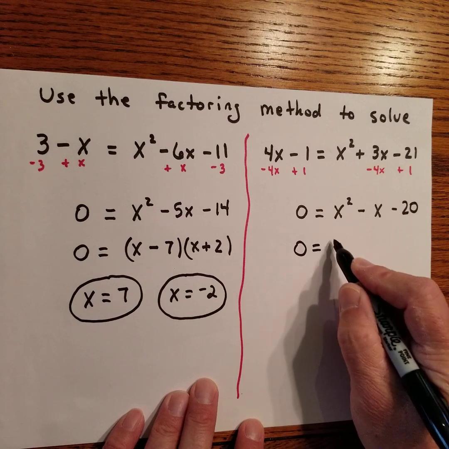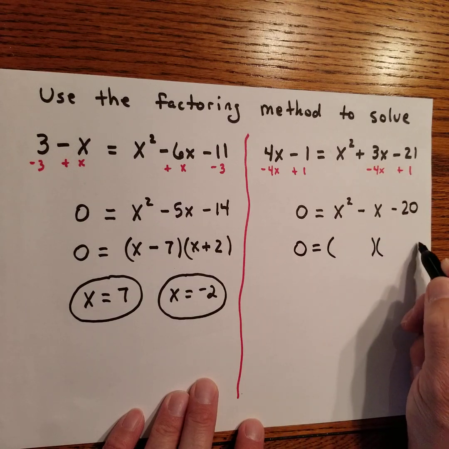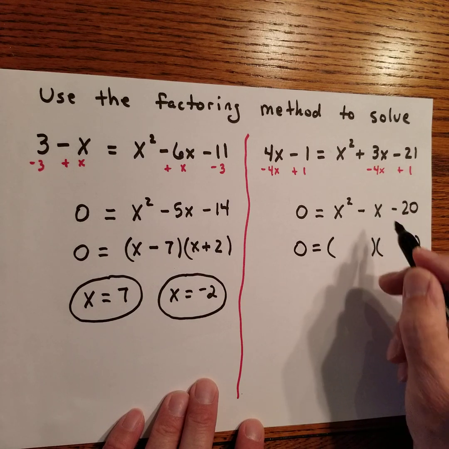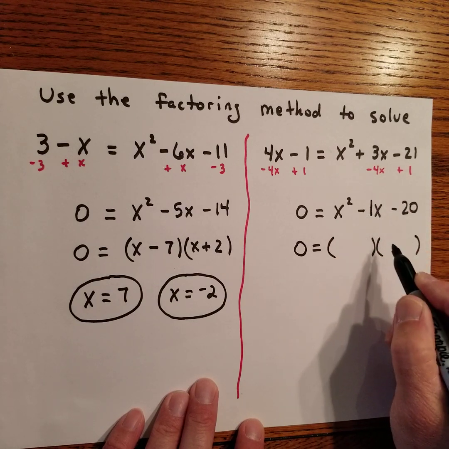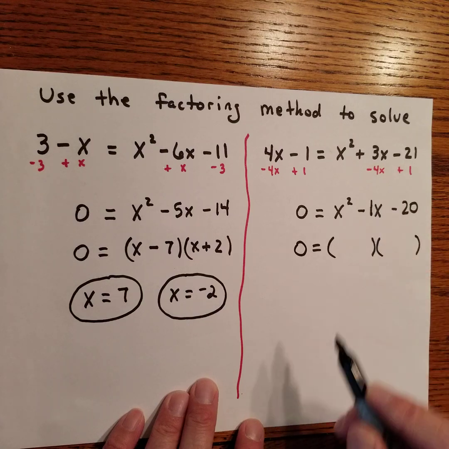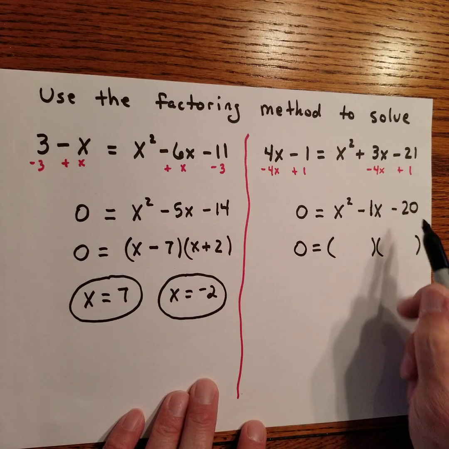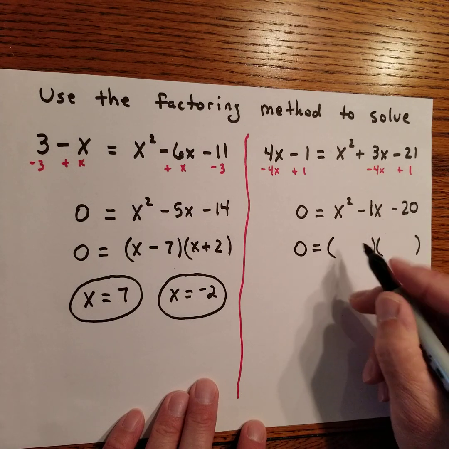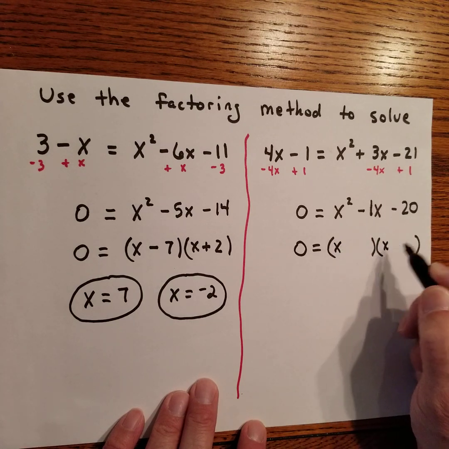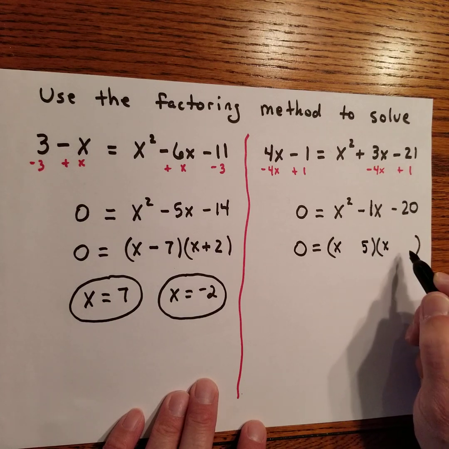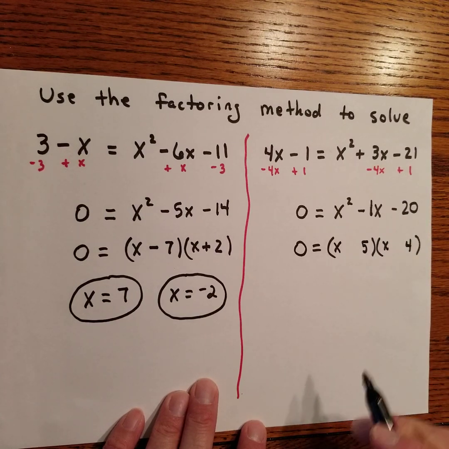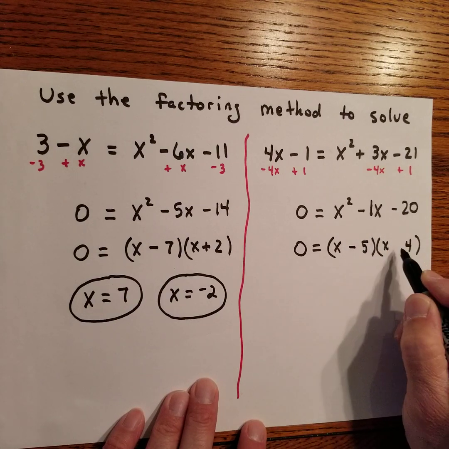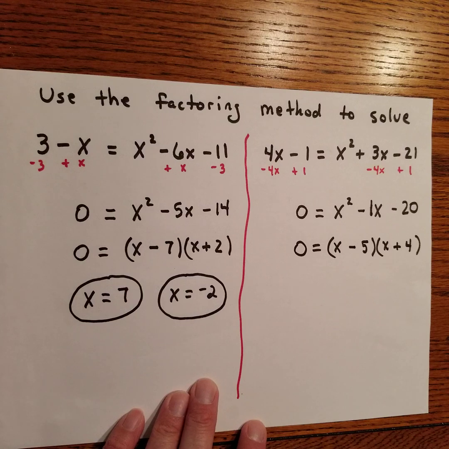Now let's try to factor. I notice that there's no number in front of my x term. We'll put a 1, and remember that that is a negative 1. Now I need two numbers that multiply to negative 20 and combine to negative 1. Two numbers that multiply to negative 20 could be 5 and 4. And if 5 and 4 are going to combine to negative 1, then the 5 would have to be negative and the 4 would have to be positive.